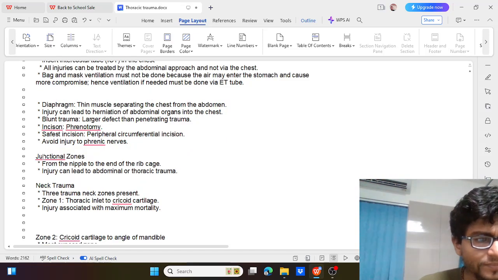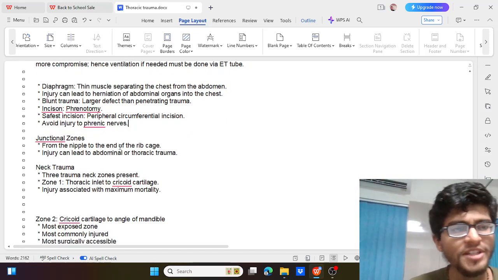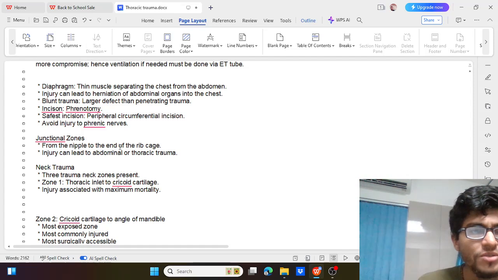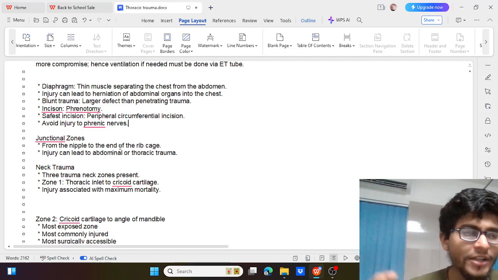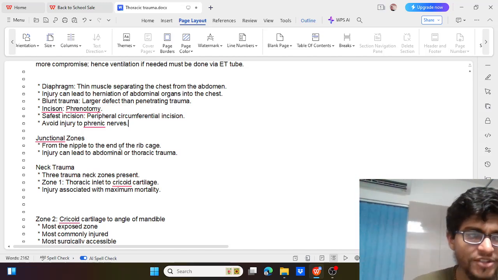So now coming to junctional zone. So what are the junctional zone? Junctional zone are area between the nipple and the rib cage. So here the injury can lead to abdominal injury and thoracic injury. So both the areas can be injured.